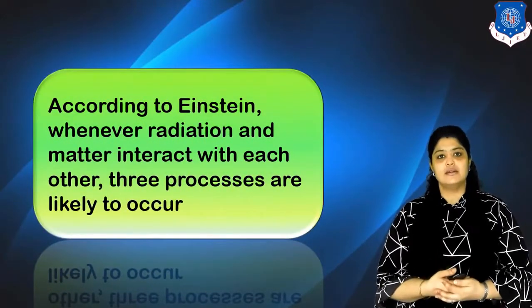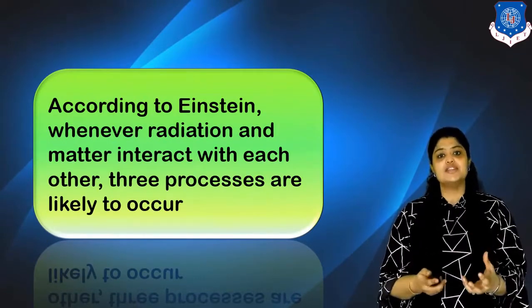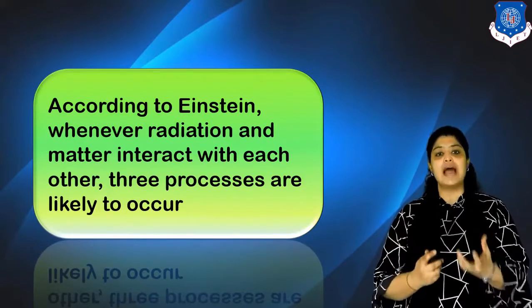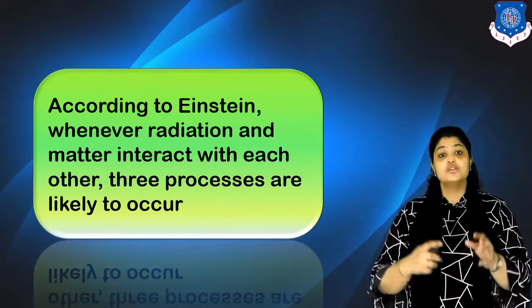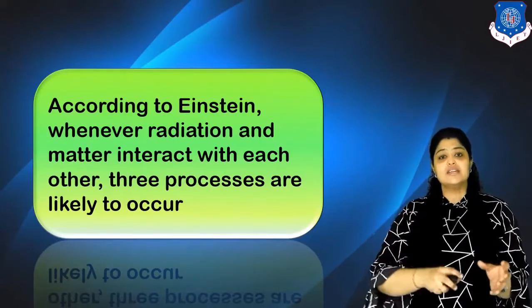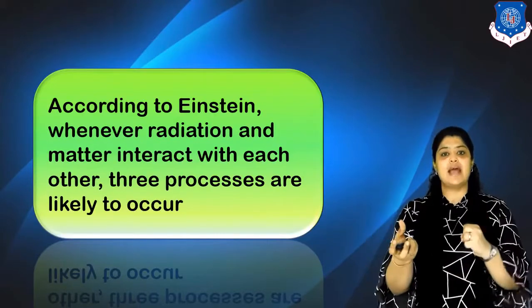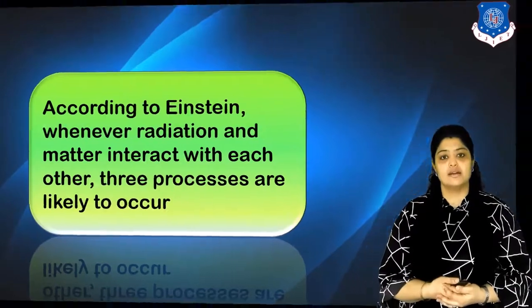According to Einstein, whenever there is an interaction of radiation and matter, let us consider a small atom. Anything that occupies space is called matter. Radiation means light. So whenever there is an interaction between light and atom, there are likely 3 processes which can occur. Let's see what are these 3 processes.